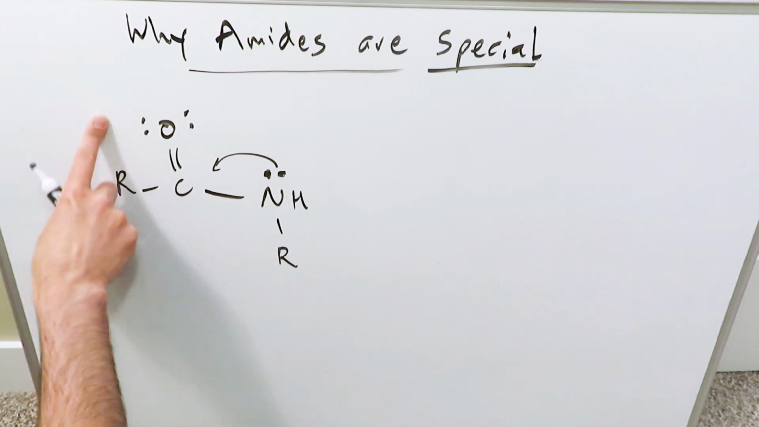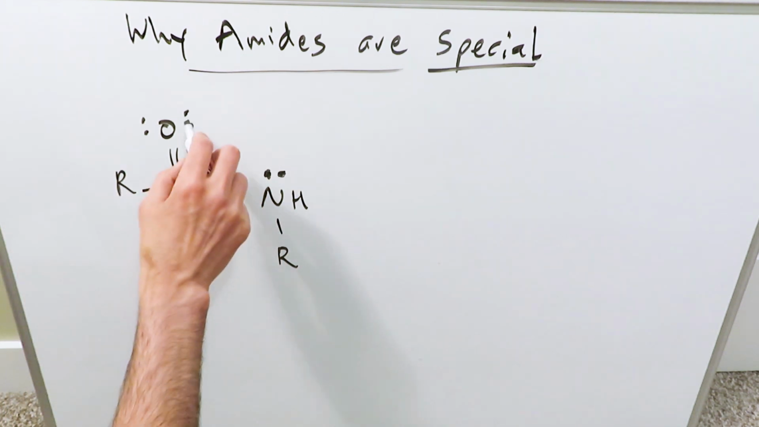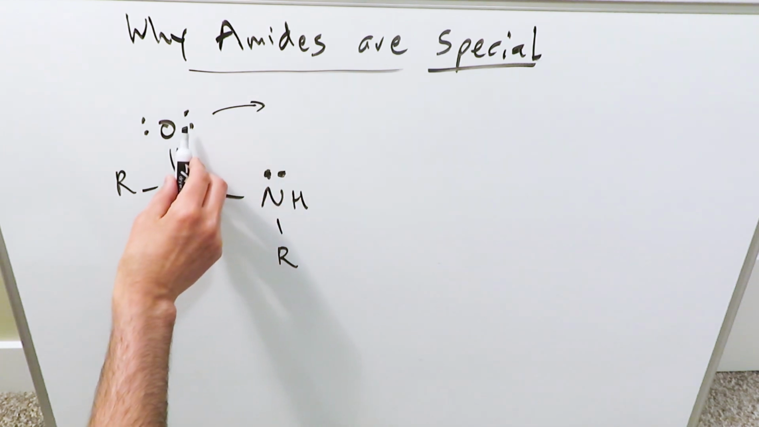Now look, we have a compound over here which has potentially 2 Lewis bases. This right here, the oxygen, has the ability to donate.